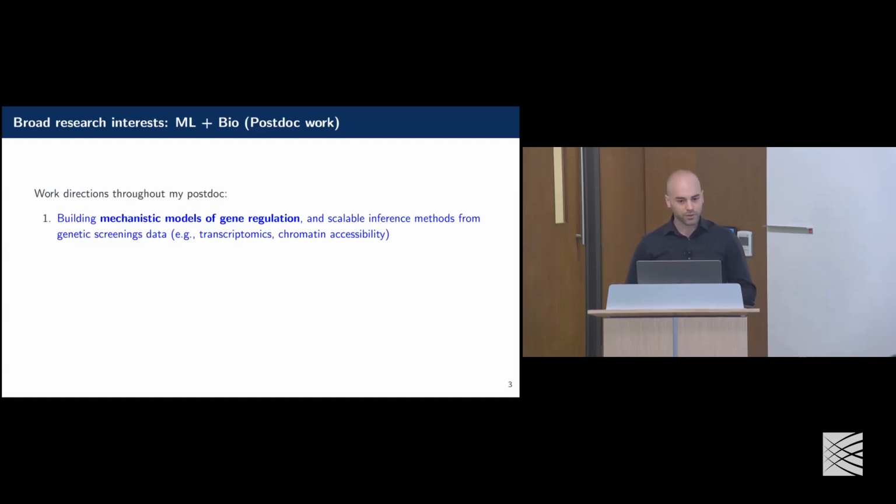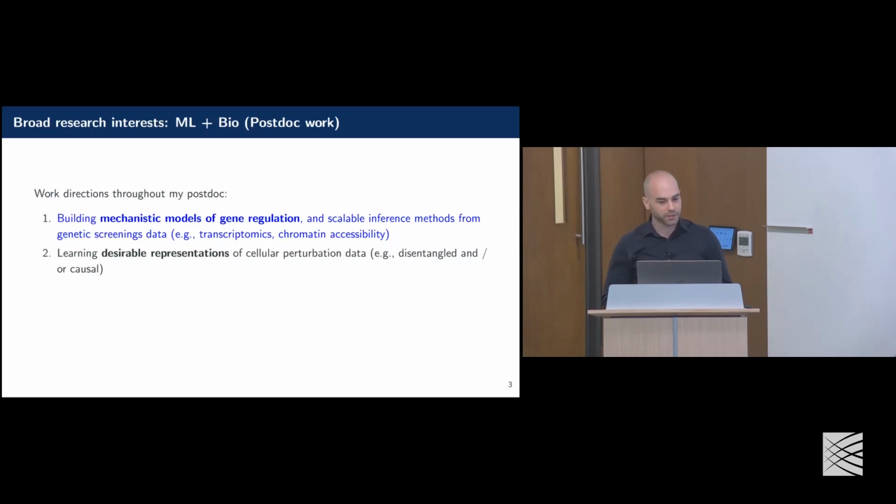And so, as for the work directions throughout my postdoc, a lot of my postdoc work is basically centered around perturbations. One first family of work is building mechanistic models of gene regulation. That's what I'm going to talk about today. That's why it's in blue. And I'm going to talk about scalable inference methods from genetic screening data.